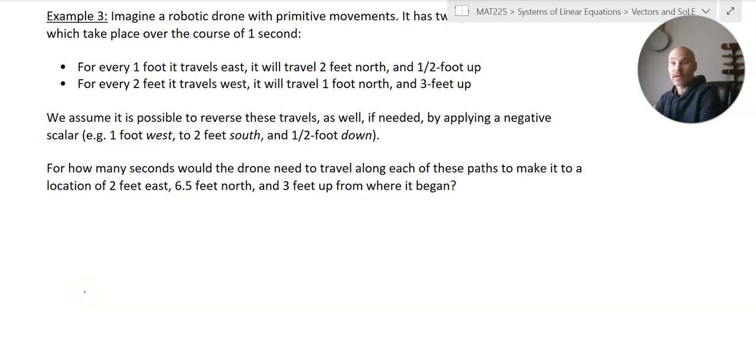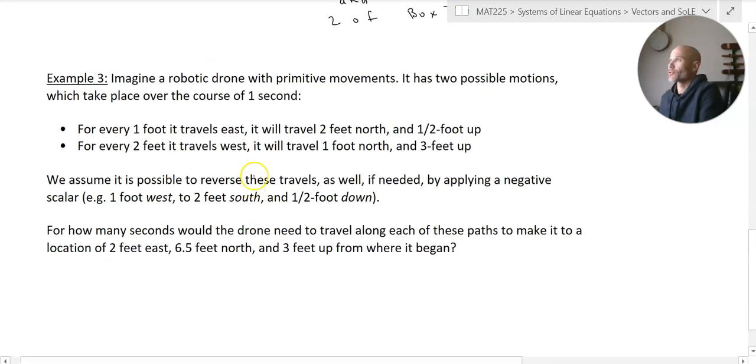We're going to take another look at an example where we want to model with vectors. In this case, let's imagine we have a robotic drone. It has pretty primitive movements, so we'll isolate this down to two movements just for the sake of argument. It has to take one of the following two trajectories.